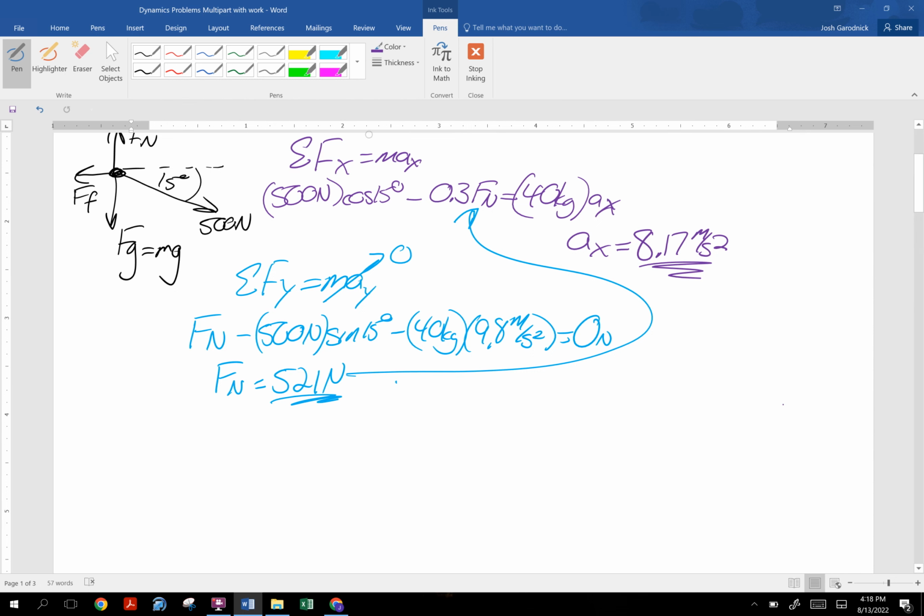Let's get after that. So if I do kinematics, I've got initial velocity of 0. Final velocity, I don't know.